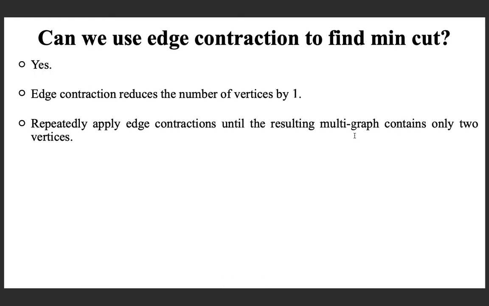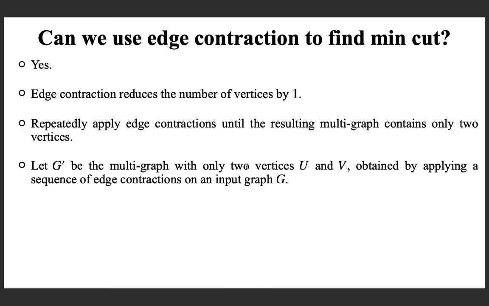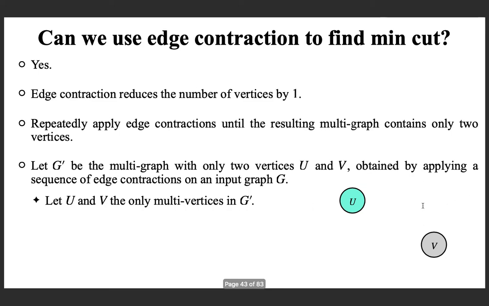Now what you do? Repeatedly apply edge contractions until the resulting graph contains only two vertices. They are going to be multi vertices and the graph is going to be a multi graph. So you can do exactly n minus 2 edge contractions, then you will get a graph with only two vertices u and v. Both will be multi vertices. Let u and v be the only multi vertices in the resulting graph after a sequence of n minus 2 edge contractions.